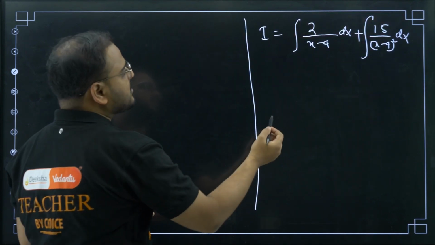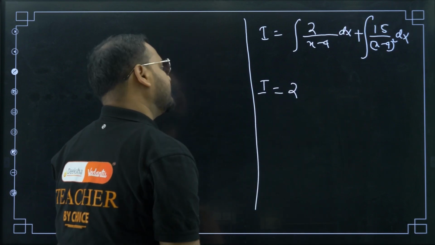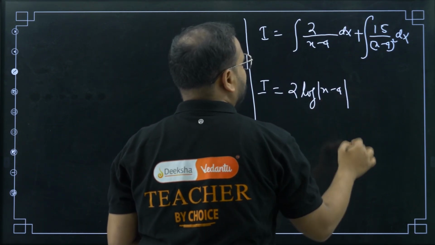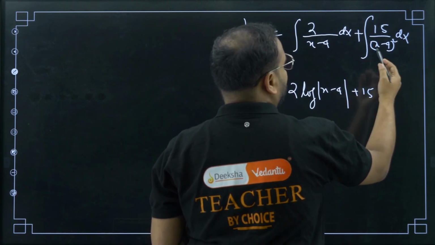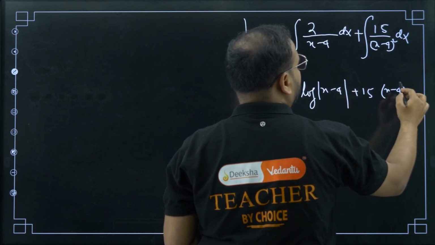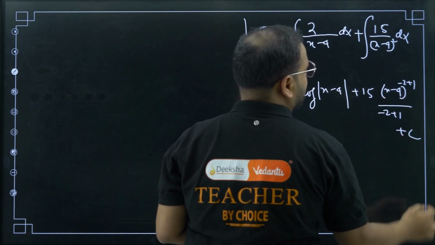Okay. Now do this integration. What is the answer? What is it going to be? Check here. 2 times of log x minus 4. Yes, bacha. And what about this? I'll take 15 out. Okay. I'll integrate this part. I'll get it as x minus 4 to the power minus 2 plus 1 divided by minus 2 plus 1 plus c. Okay, what is the answer?